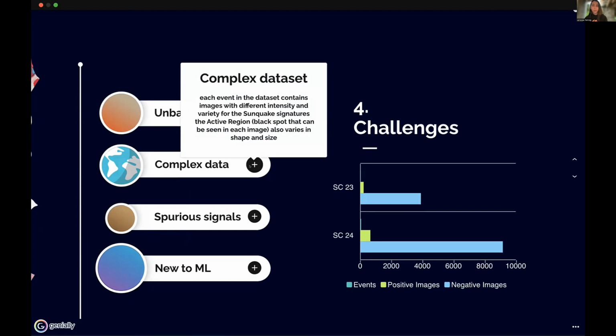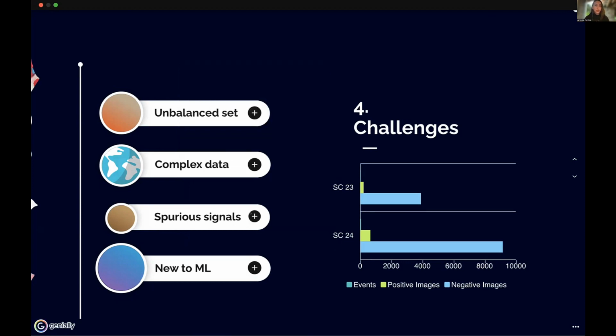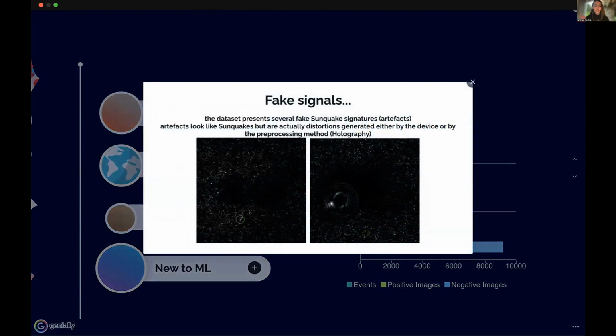Overall, I believe we have around 80 something. With our data sets, we also have some fake signals generated from the holography preprocessing method. Some of them we got rid of to reduce the noise in our data sets, such as this one. But some others we left.